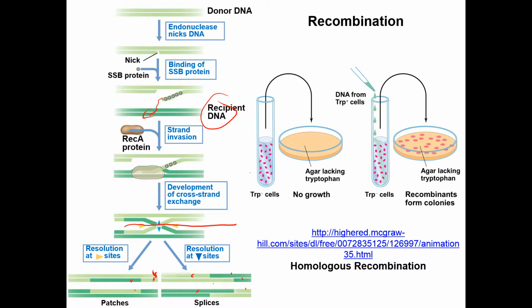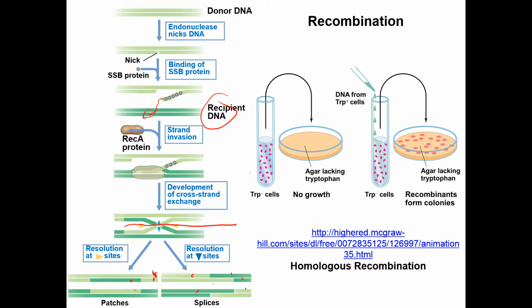Okay, so here you have media with bacterial cells that are unable to synthesize tryptophan. It's a needed amino acid, and it's not available in the media. So when you plate these cells, nothing grows. Makes sense. If it's an essential amino acid and it's not available, they can't synthesize it, so bacterial cells aren't going to grow.